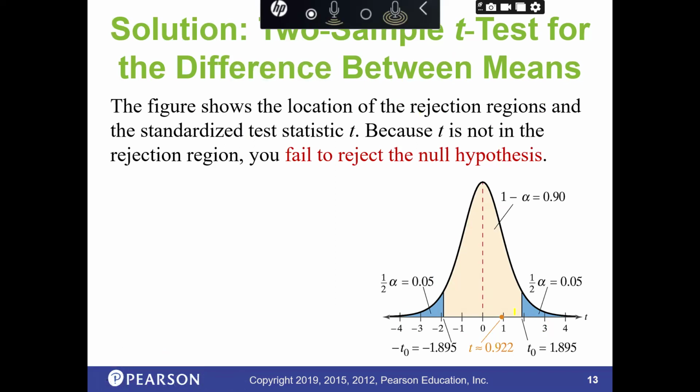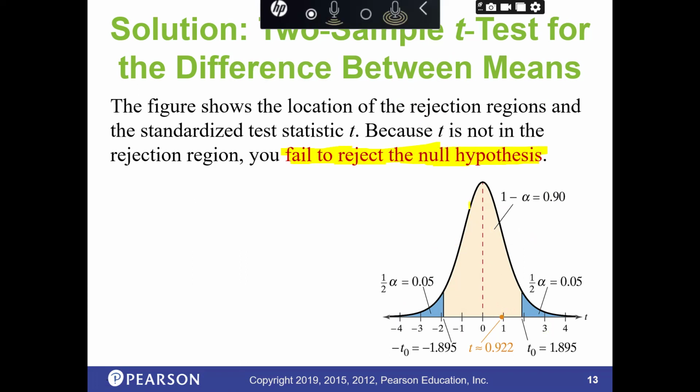So if you draw this, put a little dot right here at 0.922. Cool, and then we failed to reject the null hypothesis. And the question is again, what's our claim? Was our claim the alternative hypothesis or the null hypothesis? I think it was the alternative hypothesis, right?